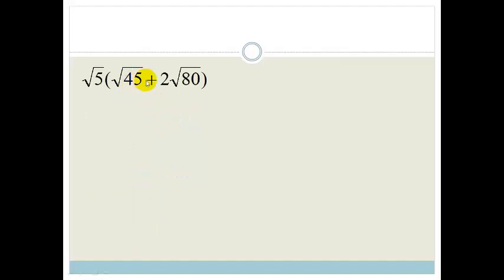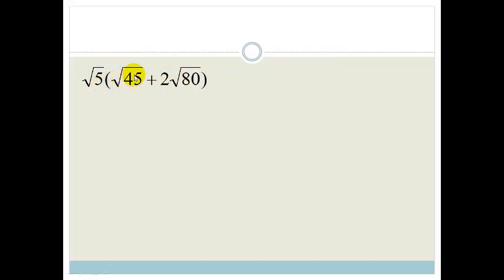Okay. So now, again, I'm wanting to see, I've got a square root 5 here, I've got root 45 here, and I've got root 80 here. And my first instinct is to try and see if I can break any of these up into something with a square root of 5 in them. Because then when I multiply square root 5 times square root 5, I'm going to get a 5, and it's a nice number. So let's see what we can do with this.